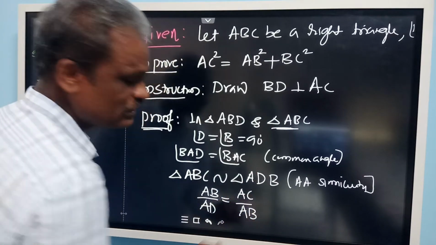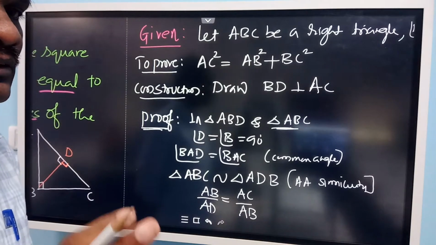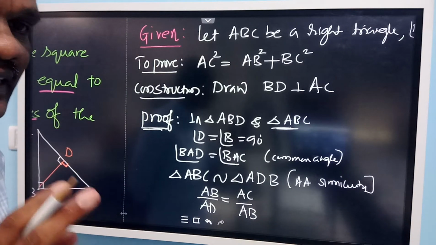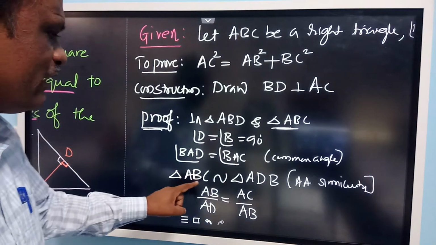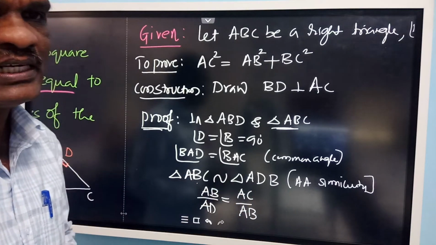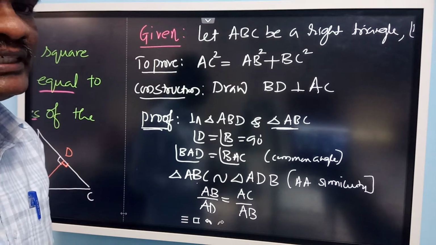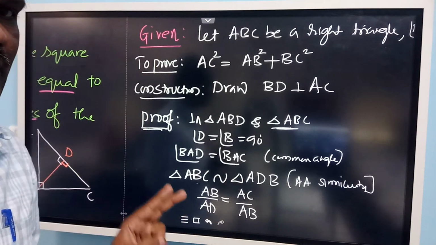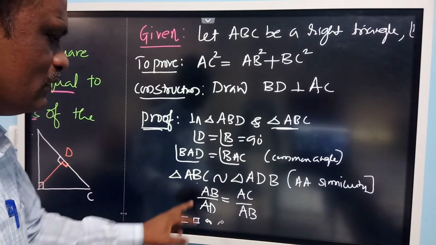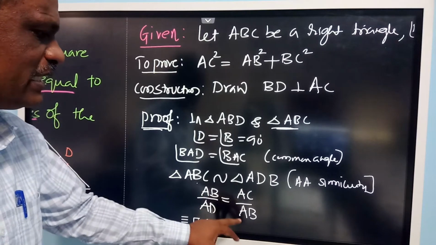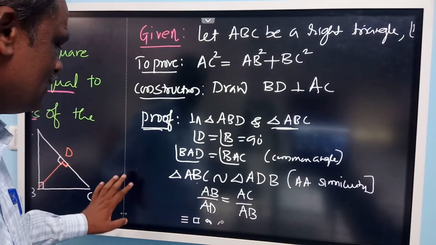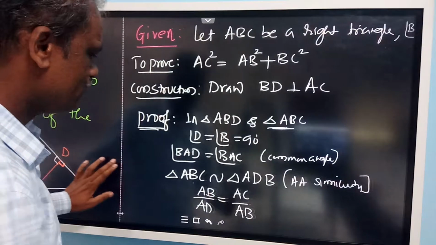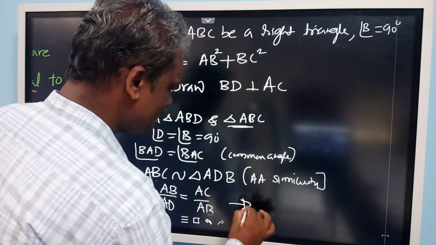We will get three ratios, but out of three ratios you have to select only two ratios which contains AB. You can write one more, BC divided by DB, but that is not required because it is not having AB. We have to select the ratios only which contain AB as a side. Now look at this, AB by AD is equal to AC by AB because sides are proportional. Now cross multiply.